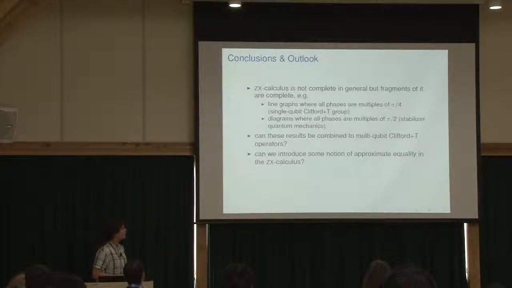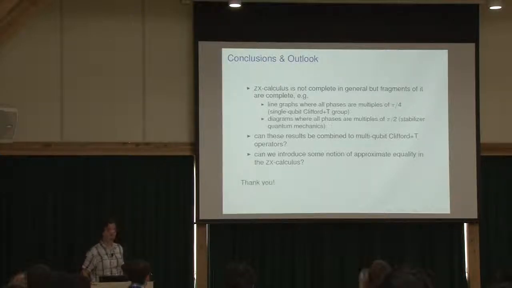It might be difficult. And the issue with the term approximate completeness has been brought up. There is no notion in the ZX calculus of approximation. It would be interesting to see whether we can introduce something like that. But again, I'm not sure whether that's possible or even particularly sensible to do. Thank you.